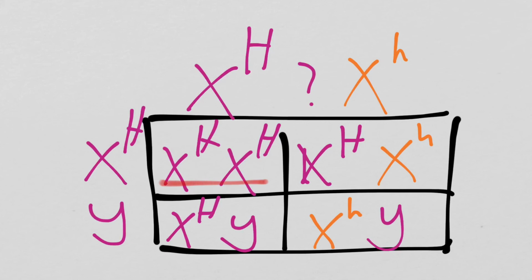So we have a 25% chance of a normal daughter, wait, we're doing genotypes: 25% chance of X capital H, X capital H, 25% chance of X capital H, X lowercase h, 25% chance of X capital H Y, and a 25% chance of X lowercase h Y. And then possible phenotypes: we've got a 25% chance of normal female, 25% chance of carrier female, 25% chance of normal male, and 25% chance of male with hemophilia.